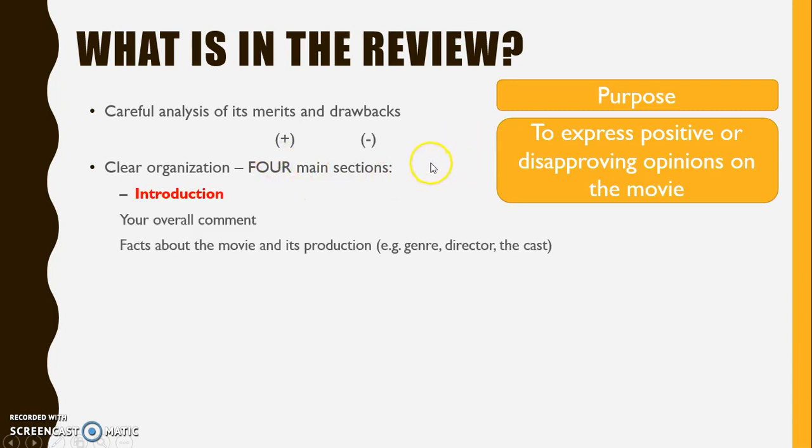The first section is the introduction, in which you give your overall comments and also some facts about the movie. For example, its genre, whether it's a horror movie, whether it's a romance or a musical. You also give some facts, for example, the director, and also the cast. The cast means the main actors and actresses. Sometimes if the names are well-known names, then you may want to name them as well, so as to attract other people to read your review.